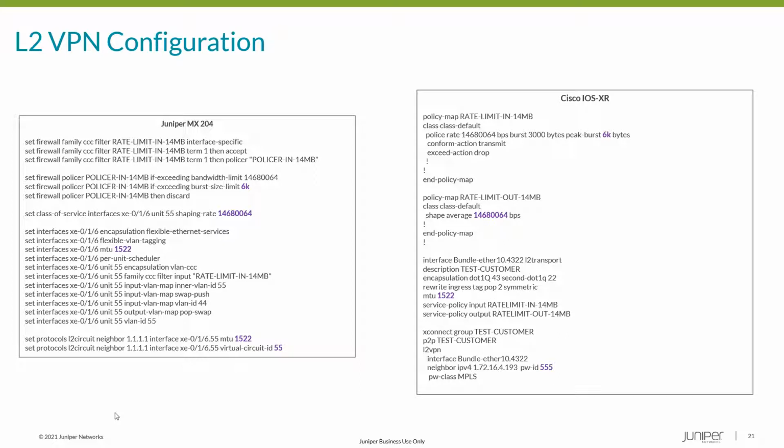Typically, configuring an L2 VPN requires complex commands including setting up the virtual circuit ID, policy map, QoS rate limiting policies, MTU, etc. Here, we want to set MTU as 1522 bytes, use virtual circuit ID 55, and then rate limit to 14 megabits per second on both VPN endpoints.